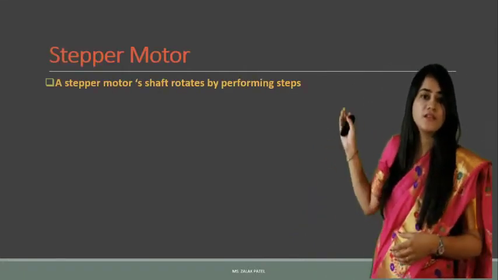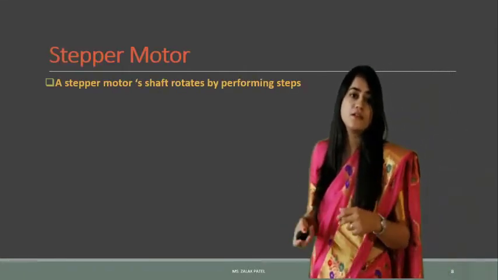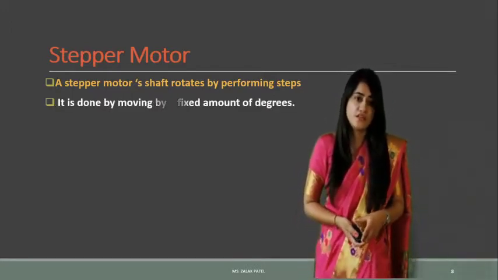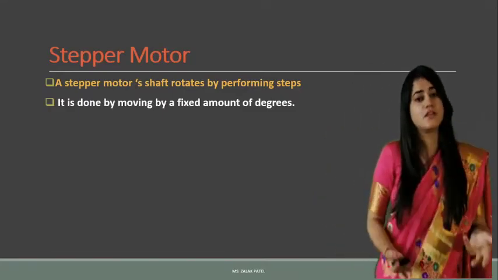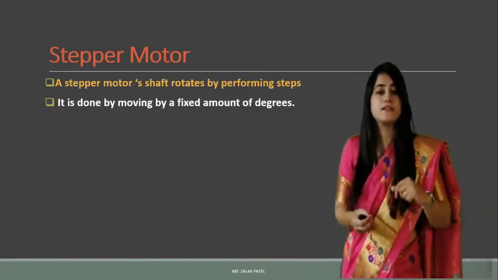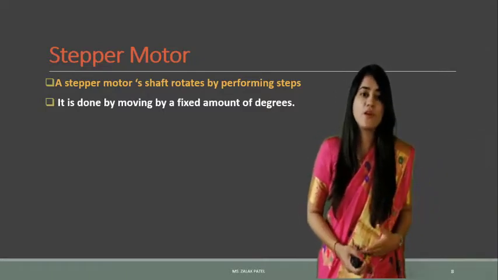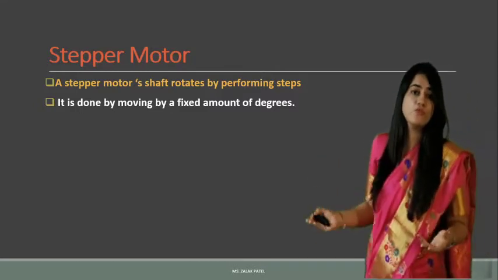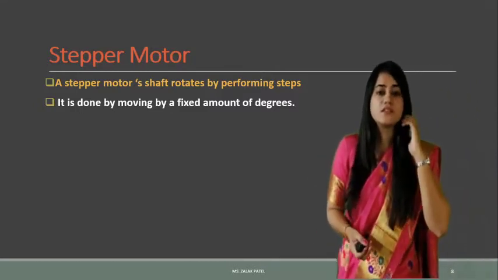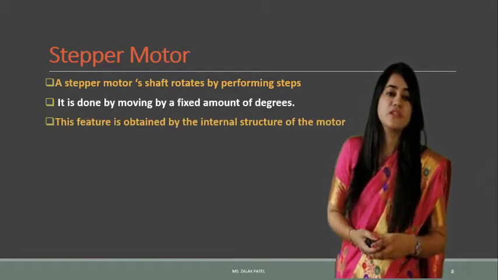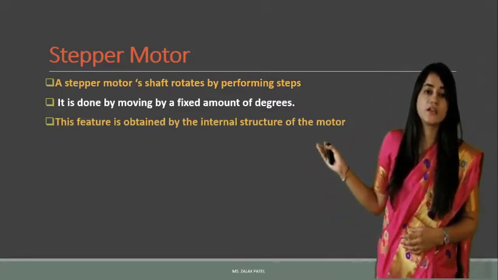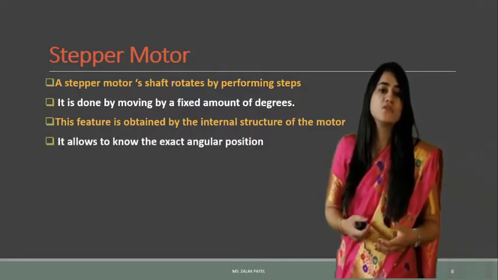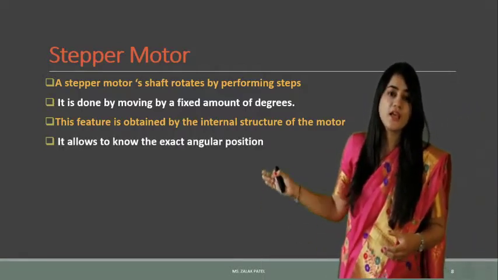The next one is the stepper motor. A stepper motor is used so that the shaft rotates by energizing the stator. In its construction we consider two major parts, the stator and the rotor. Stepper motor operation is done by moving a fixed amount of degrees. If we move a fixed amount of degrees, stepper motor operation can be achieved. This feature is obtained by the internal structure of the motor, which has two parts. It allows us to know the exact angular position.